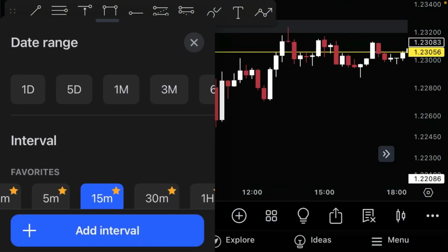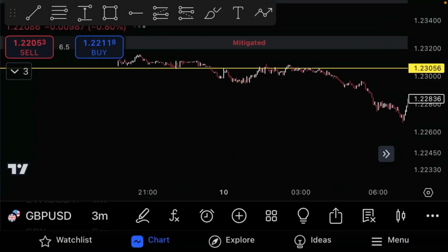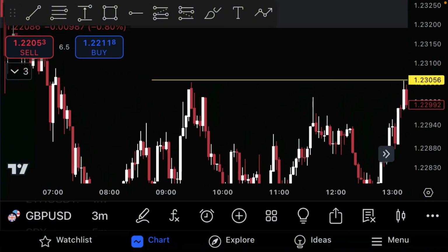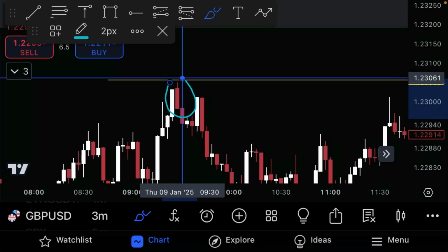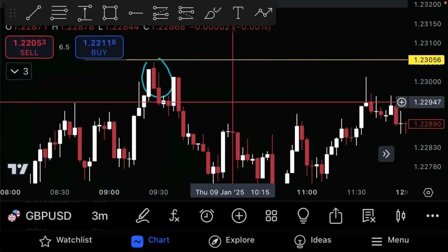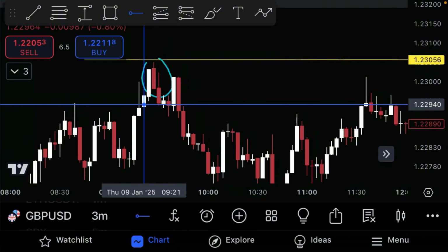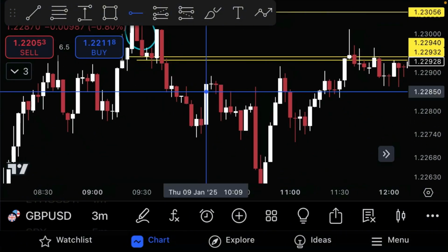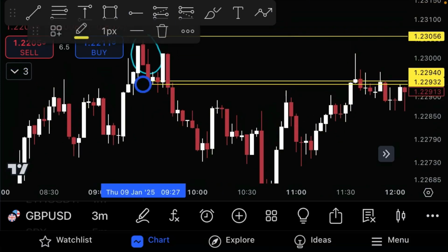Now let's see. Now we head over to the 3-minute time frame and we look for 3 candles below the last candle. Now this is the last candle, done. 3 candles below it. 1, 2, 3, done. 1, 2, 3, and we are done. So I just take it out.